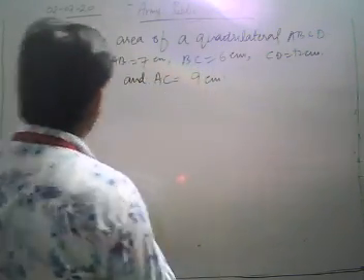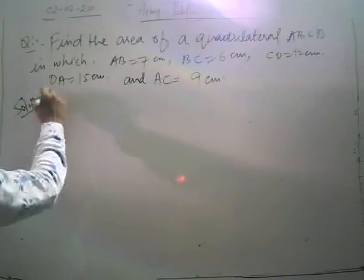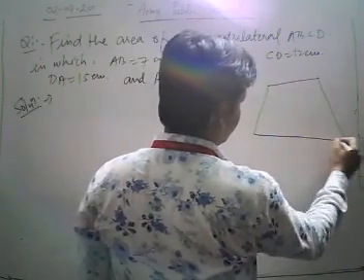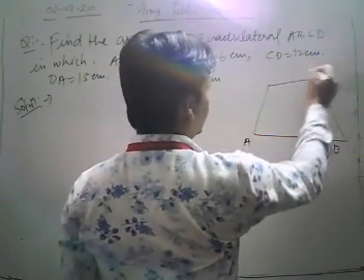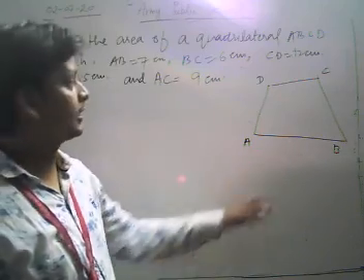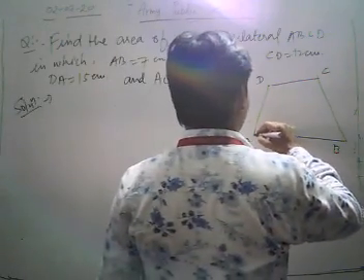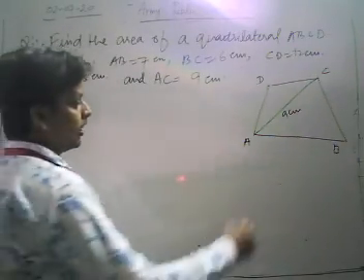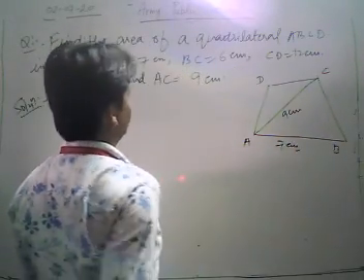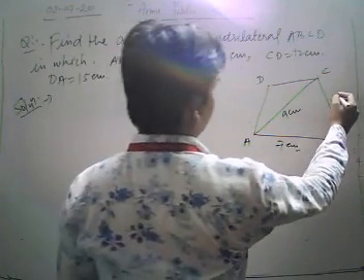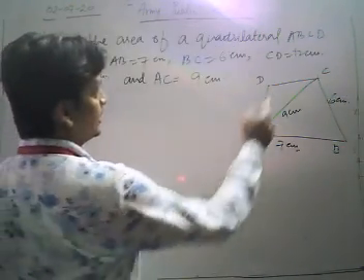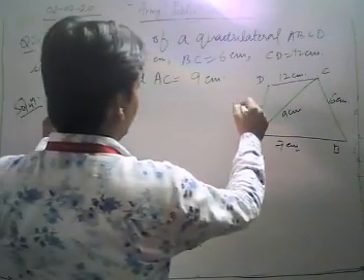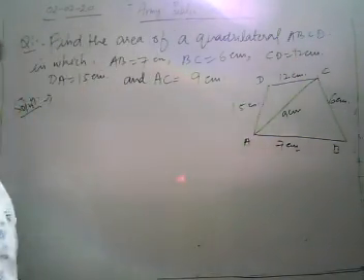Let's see its solution. First of all, we draw a quadrilateral ABCD, in which AC is the diagonal, given as 9 centimeter. The side AB is 7 centimeter, the side BC is 6 centimeter, CD is 12 centimeter, and DA is 15 centimeter.